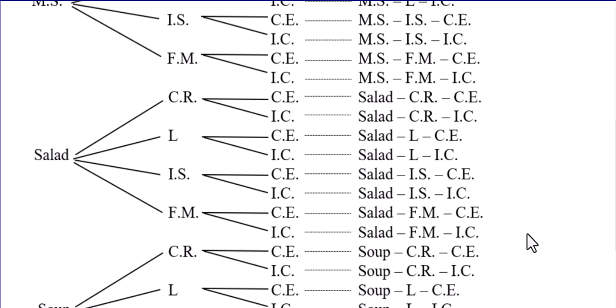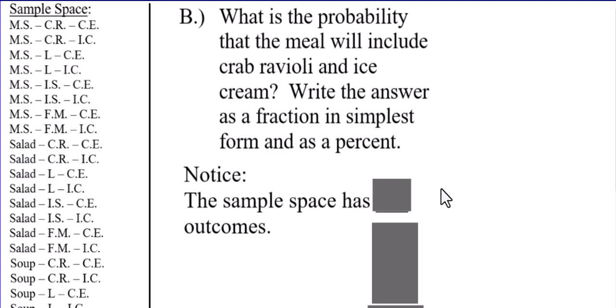Now, the reason I did this for you is because I want to have you do a problem where we actually use the sample space of our compound event from a tree diagram to find a probability. So here we go, part B, get your pencils ready, because this is not done for us. What is the probability that the meal will include crab ravioli and ice cream? I hope this problem's not making you hungry.